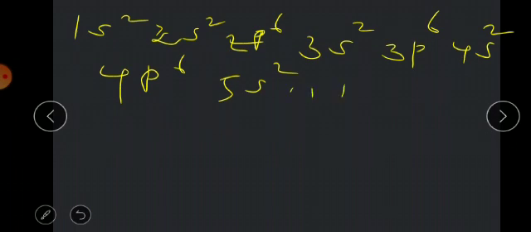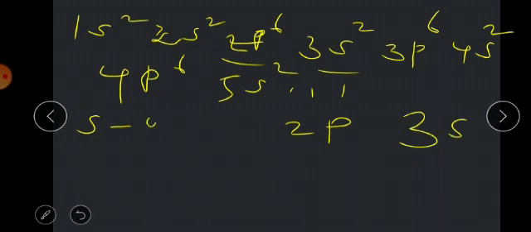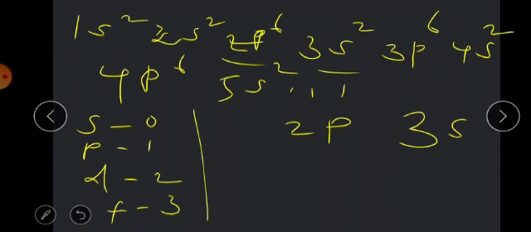Suppose in this we are going to see 2p as well as 3s. We are calculating the energies using the n plus l value. You must remember the s value is 0, p is 1, d is 2, f is 3. First, remember 2p: 2 is the n value, and p is the l value. This is the n plus l rule.